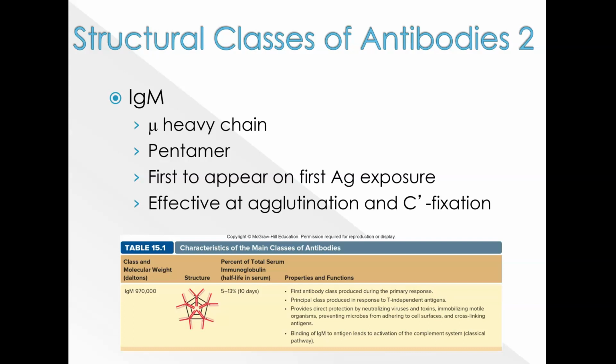IgM is not great, but it's early. It's the first antibody that is produced and secreted upon initial antigen exposure. And it's really good, as you can imagine, with all 10 of these binding sites. It's really good at trapping and immobilizing and agglutinating. So agglutination basically means clumping together of bacteria or of toxins, and then that agglutination and immobilization will start to recruit phagocytes, basically macrophages, to come to the site.